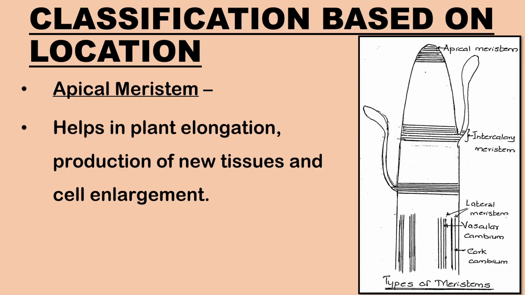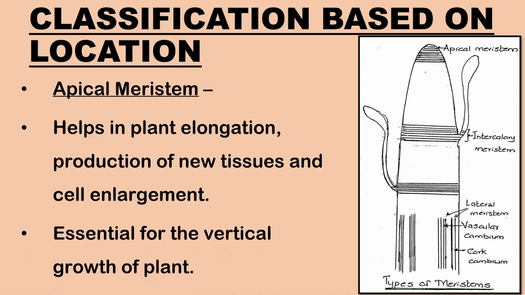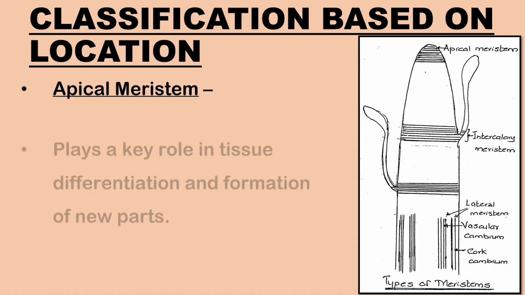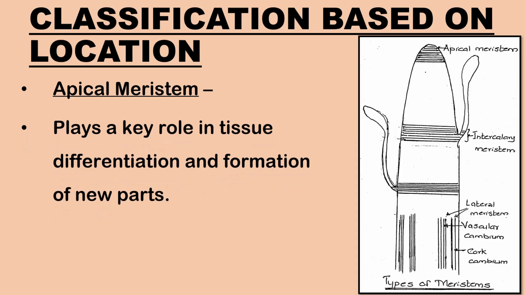It also helps in cell enlargement. Apical meristem is essential for the vertical growth of the plant as it allows the plant to extend their shoot towards sunlight and the roots to penetrate deeper into the soil. It also plays a key role in tissue differentiation and continuous formation of new parts.